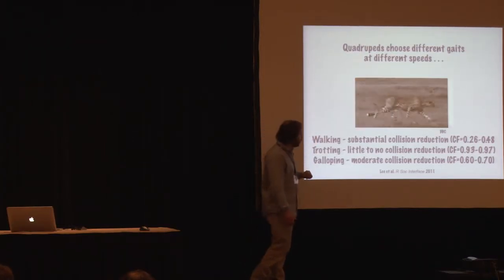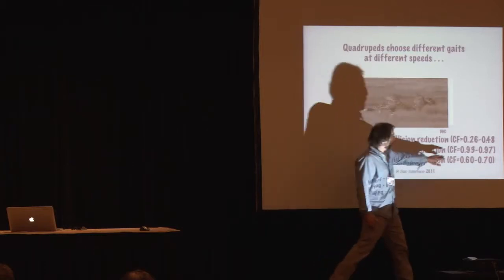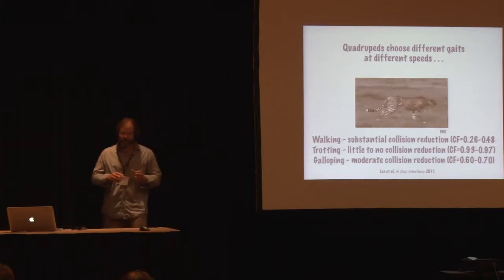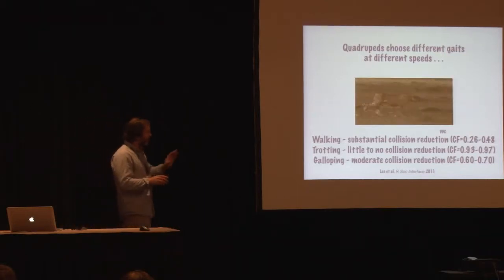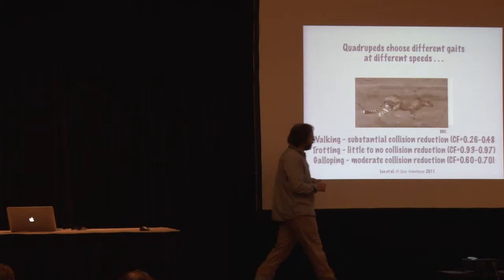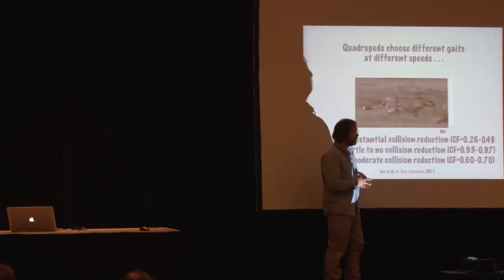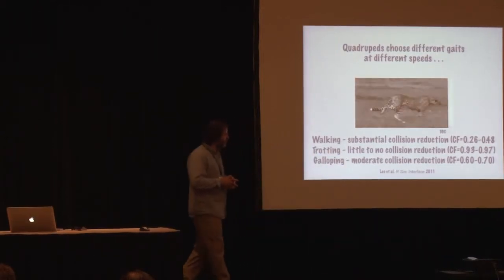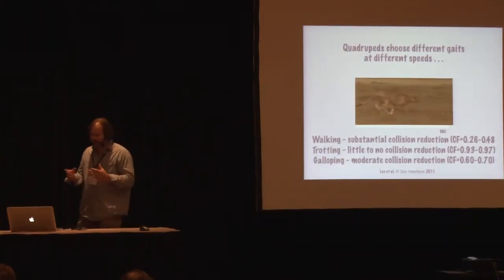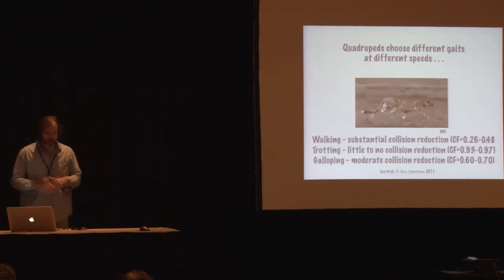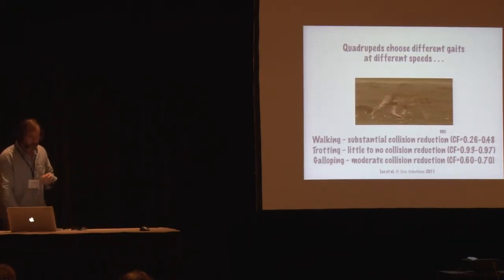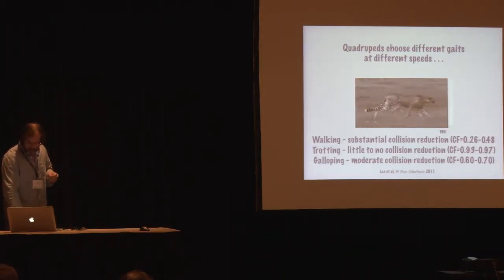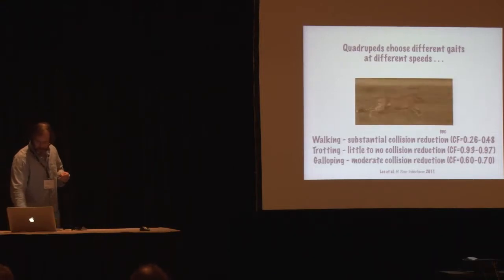We looked at walking, and we found a substantial amount of collision reduction. Between a quarter and half of the potential collision was realized, according to the collision fraction. In trotting, we saw almost the entire potential collision was realized, above 0.9. In galloping, we saw a little bit of collision reduction, so an intermediate collision fraction, about 0.6 to 0.7 of the possible collision was realized. So that's to give you an idea of how general this approach is. It's meant to be applied to any gait of any critter we find.